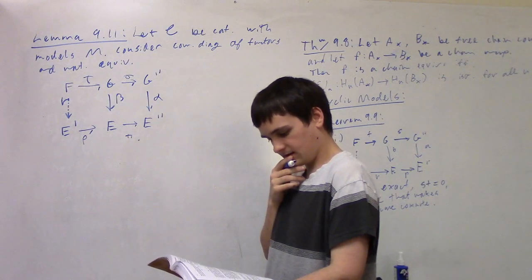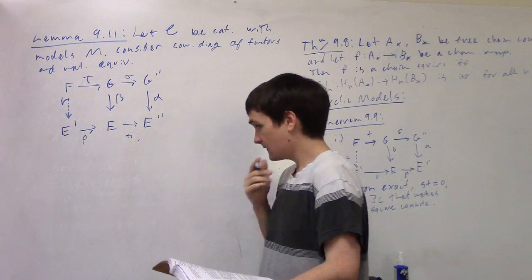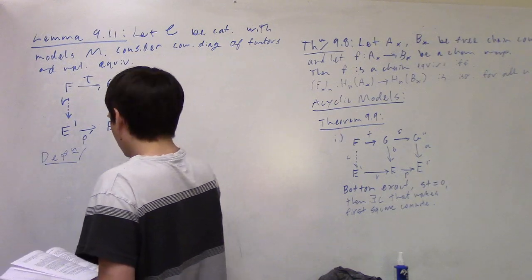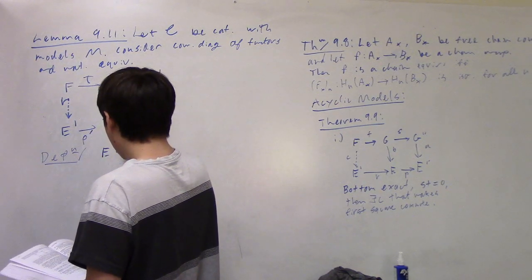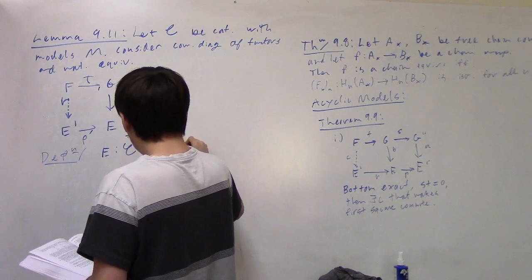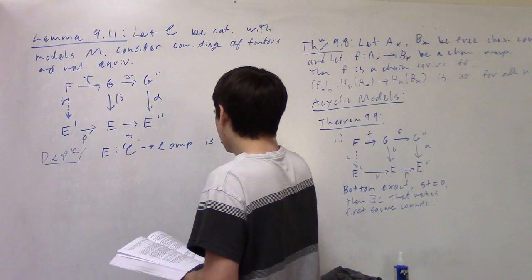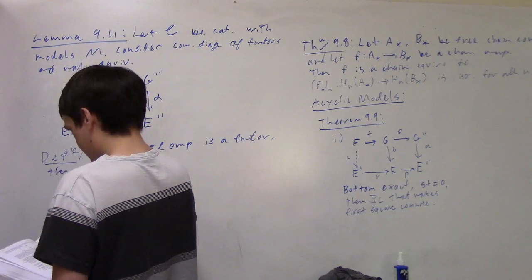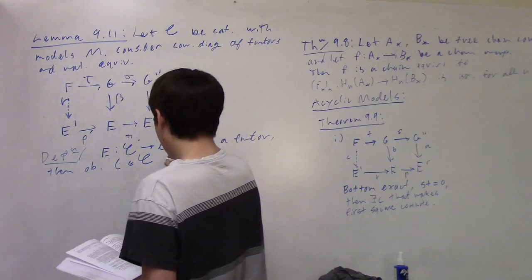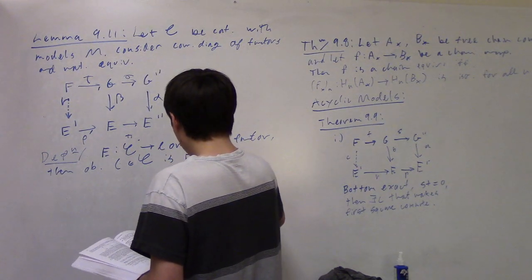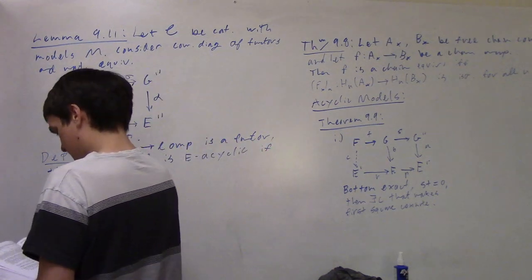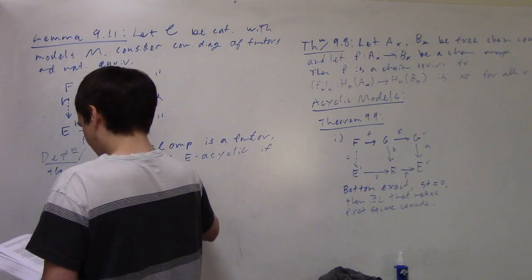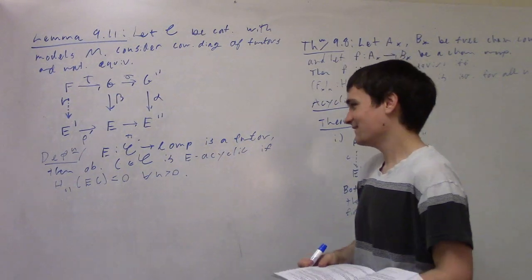So, let's see. Give this definition. If E from C to Comp is a functor, then an object C in the category is E-acyclic if, shocker, Hn of EC equals 0 for all n greater than 0. Would not have expected that.